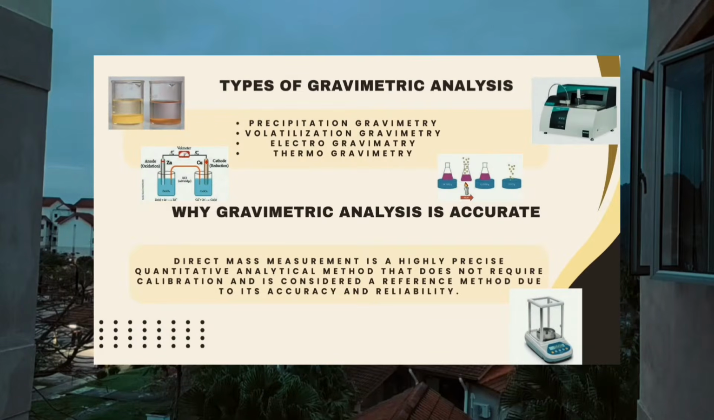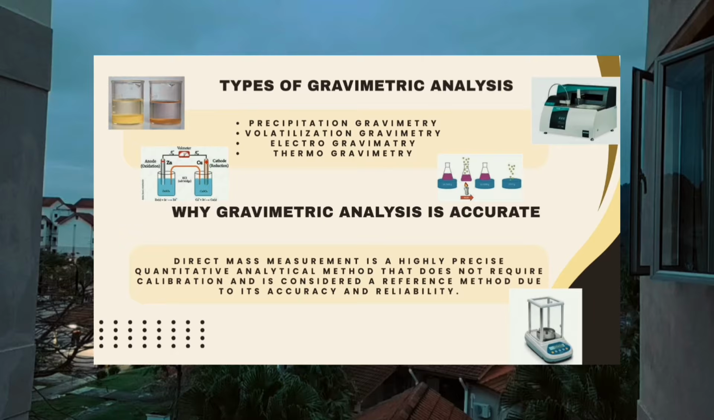There are several types of gravimetric analysis, which are precipitate gravimetric, volatilization gravimetric, electrogravimetric, and thermogravimetric. For the selected topic, that is chloride, the most suitable method is precipitation gravimetric. Precipitation gravimetry is a quantitative analytical method in which the analyte is chemically converted into an insoluble precipitate. The precipitate is then filtered, dried, and weighed to determine the amount of analyte that is present in the sample.